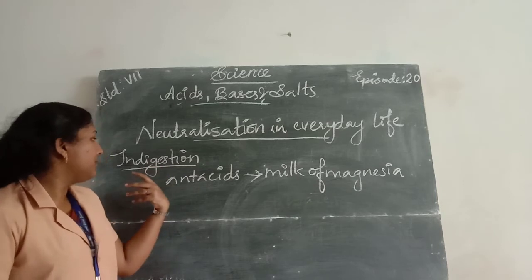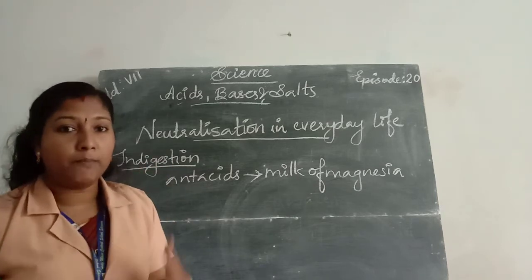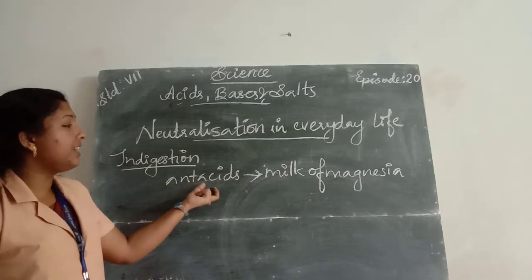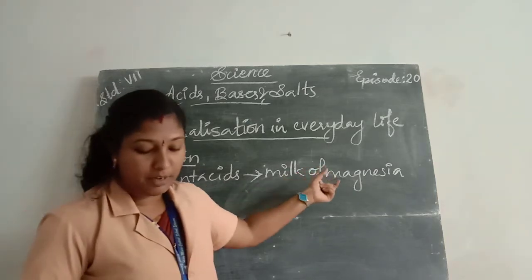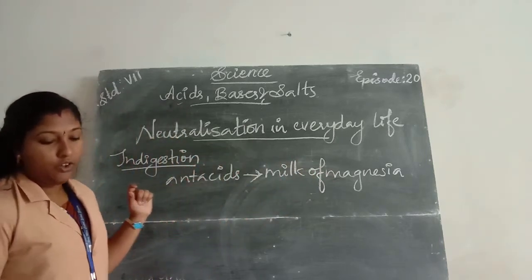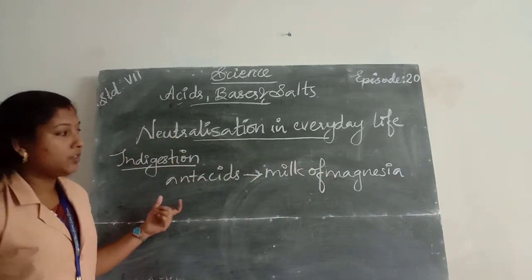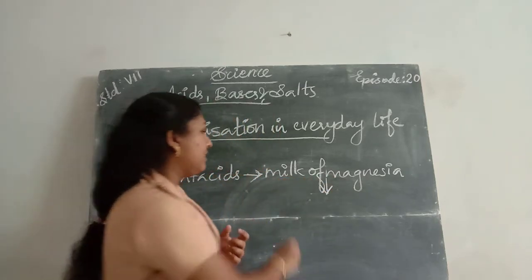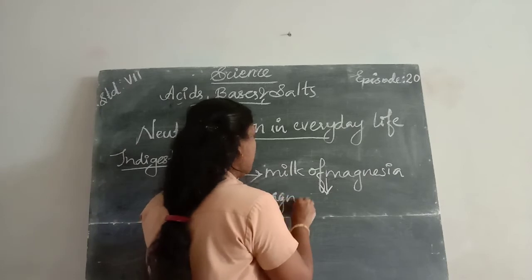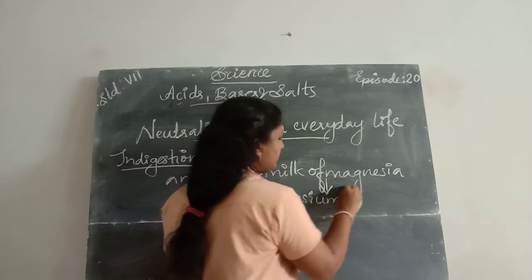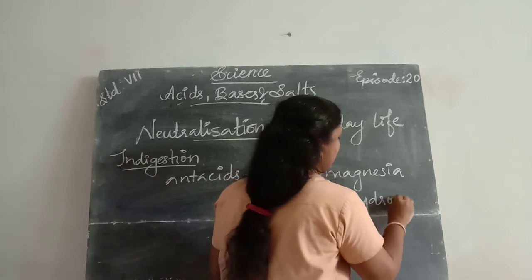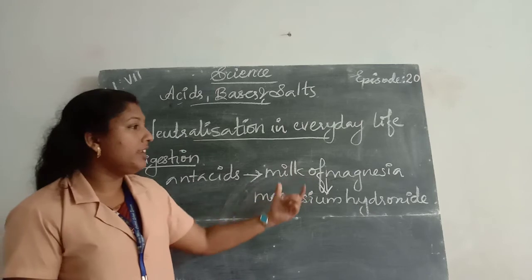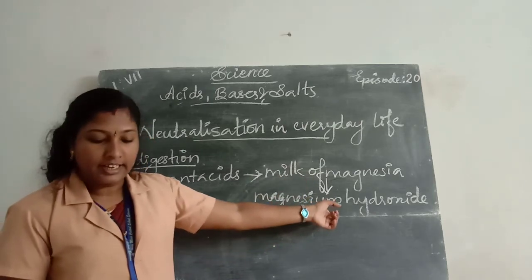So to get relief from indigestion, we take some antacids. An antacid is milk of magnesia, which contains magnesium hydroxide. Magnesium hydroxide is a base.